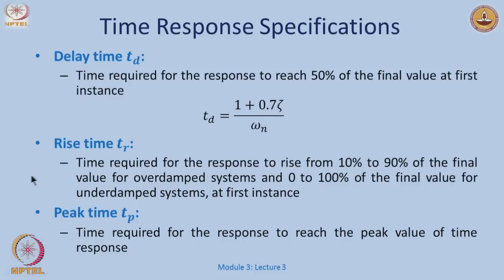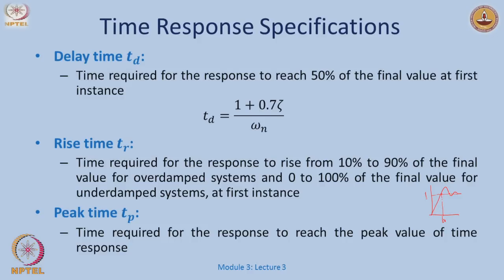The rise time is usually defined as the time for the response to rise from 10% to 90% of the final value for overdamped systems. Since we are looking at underdamped systems, we look at the time it reaches the desired value the first time, or from 0 to 100% of the final value at the first instance. For example, if I plot it, and say this is my desired value, this is what is called the rise time, where it reaches the value of 1 the first time.